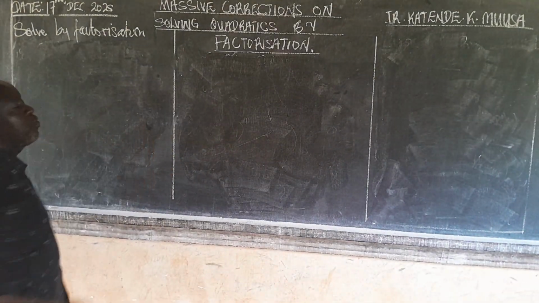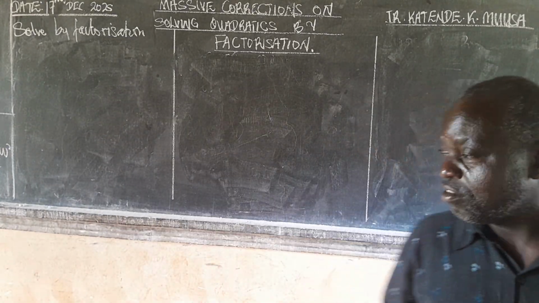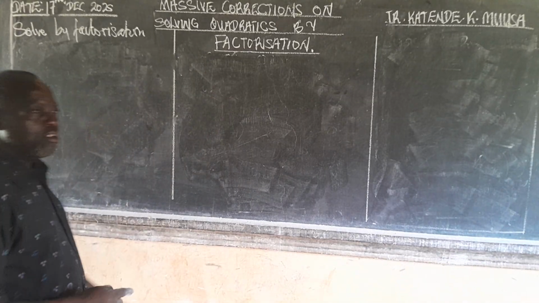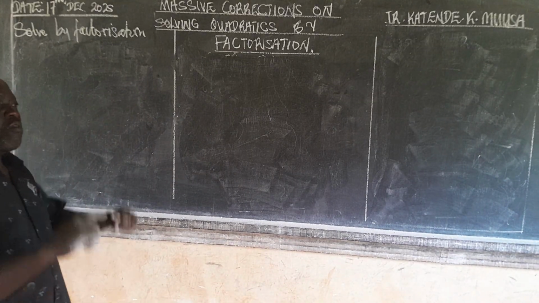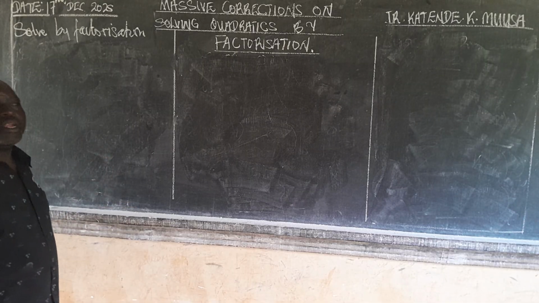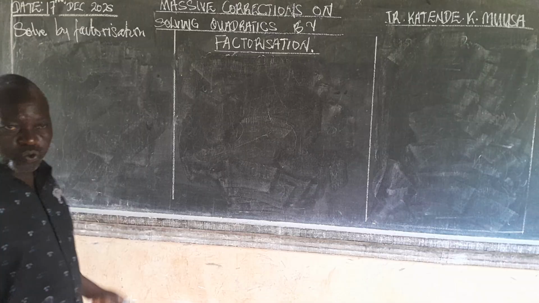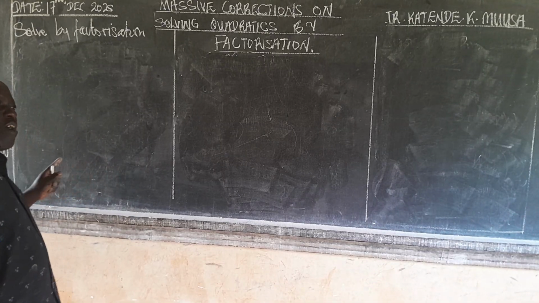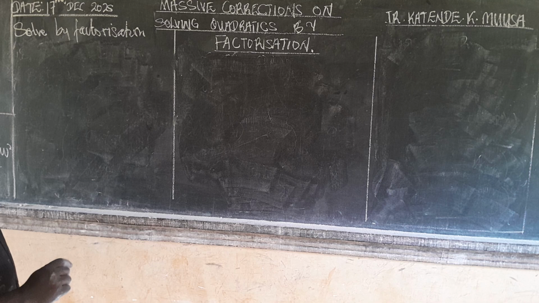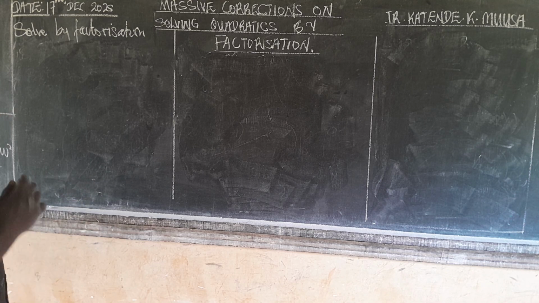Last time I left you with numbers to try on how you could solve quadratics by the factor method. But somewhere, some misconceptions were perceived. Therefore, I've come to rectify where you could have gone off. That's why we are having a massive correction on what I gave you. We are going to look at only two numbers. The first number was so well done, but on the second and the third number, problems cropped in.